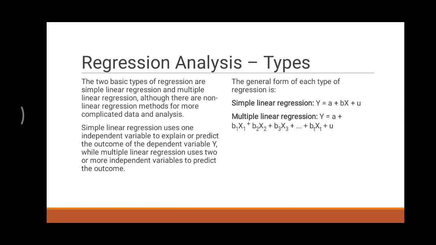This is very simple. In simple linear regression, we have one single independent variable, and in multiple linear regression, we have many independent variables. The general forms are given over here. These are y is equal to a plus bx plus u for simple linear regression, and this longer term, that is y is equal to a plus b1 x1 plus b2 x2 plus b3 x3 plus up to bt xt plus u, is given for the multiple linear regression. We will talk about these terms in the next slide.